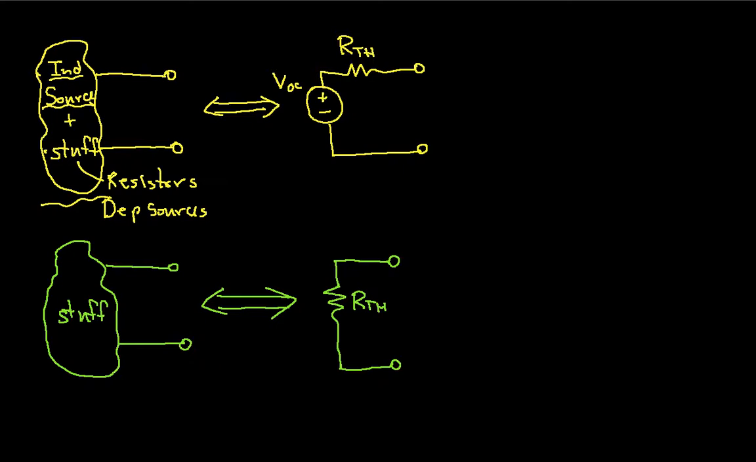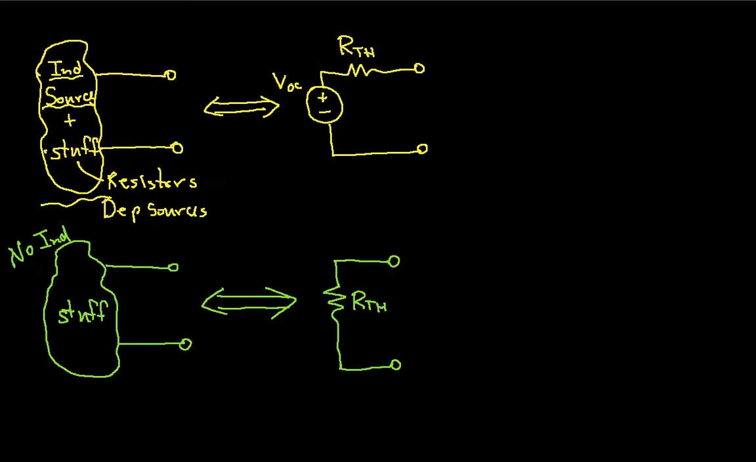I also might use this to model a sensor or a transducer that has a whole bunch of internal components, perhaps, but I can model it as a single source plus a resistor. Now, if I have no independent sources, so that would be this case, and I have just stuff, where again stuff is resistors and dependent sources, then it turns out the equivalent circuit is just a resistor, which is the Thevenin resistance.